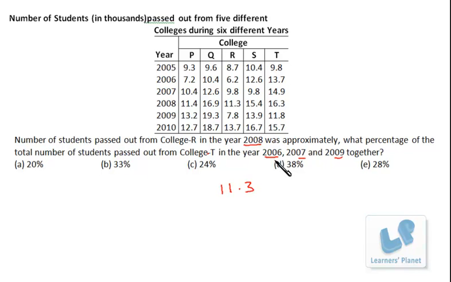Now college T, the total of 2006, 2007 and 2009. So add up the data carefully. It's 7 plus 9, 16 and 8, 24, 2 carried over. Then 2 plus 3, 5 and 4, 9 and 1, 10. Then 1, 2, 3 and 4. So it's 40.4. So I just remove this also into 100. Now this is the final calculation that we have to make.